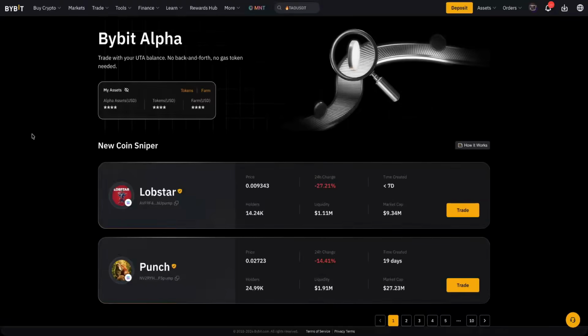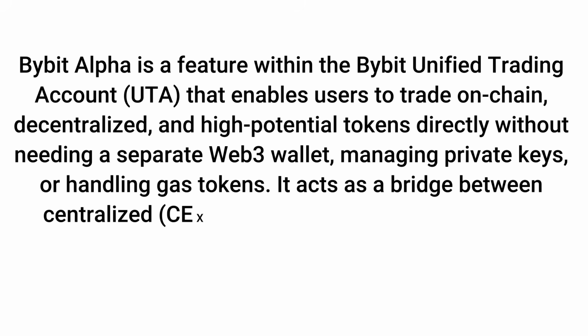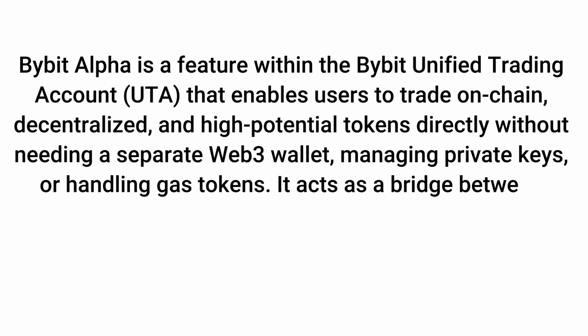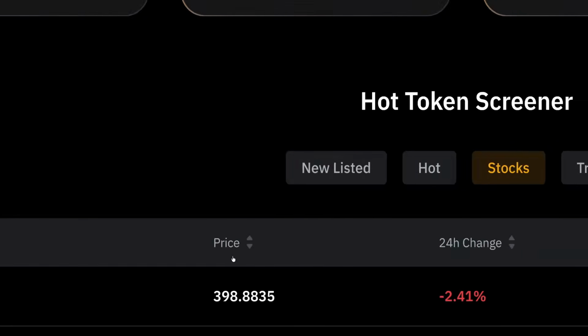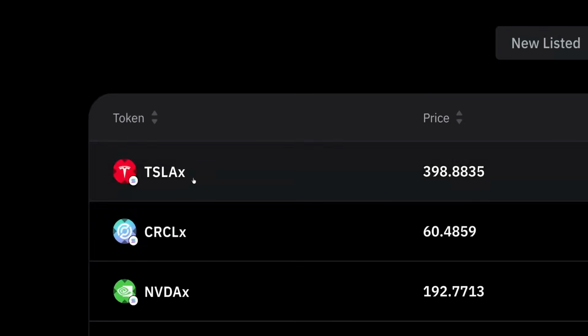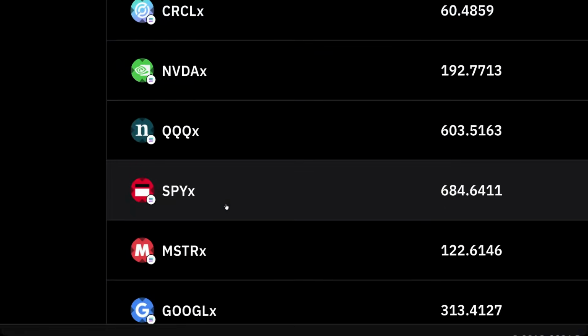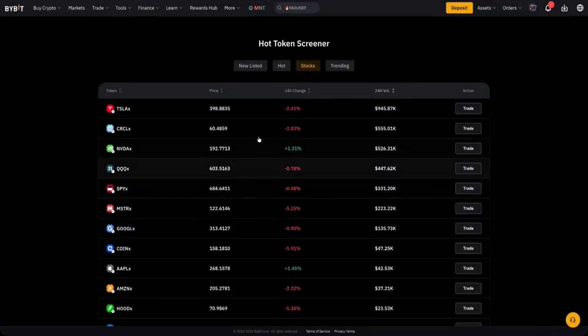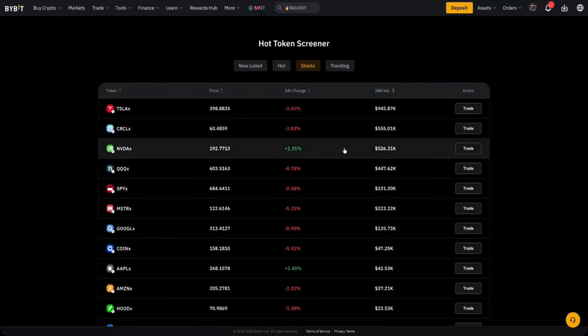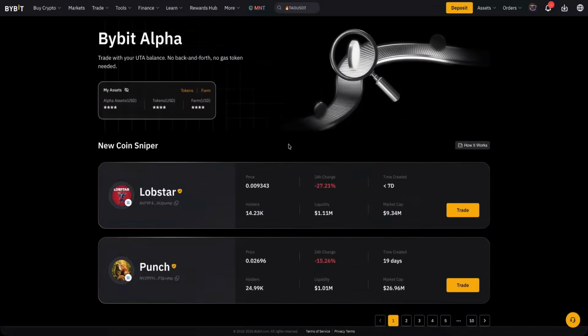In this video tutorial, I'm going to walk you step by step on how to use Bybit Alpha. Bybit Alpha allows you to invest in new cryptocurrencies that are not listed on any exchange at all. It equally allows you to invest in US stocks, as you can see right here, like Tesla, Nvidia, Google, Nasdaq, and all of that. In this video tutorial, I'll be walking you step by step on how to do all of that.